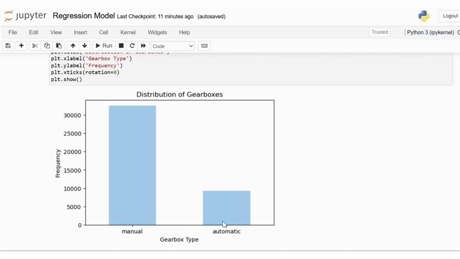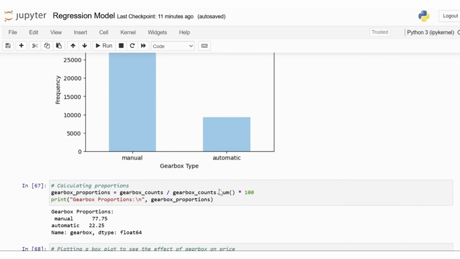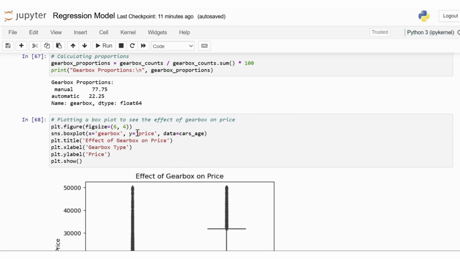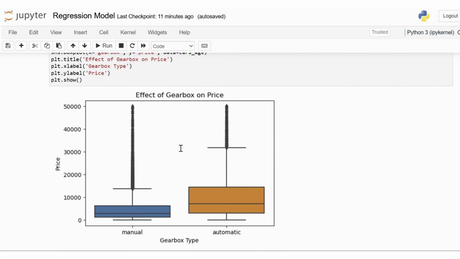Next, to understand how the type of gearbox affects the price, we will use a box plot. From the box plot, we observe that the manual gearboxes generally have lower prices compared to automatic gearboxes. And the automatic gearboxes show a higher median price and a wider range of prices, indicating that cars with automatic gearboxes are typically more expensive.